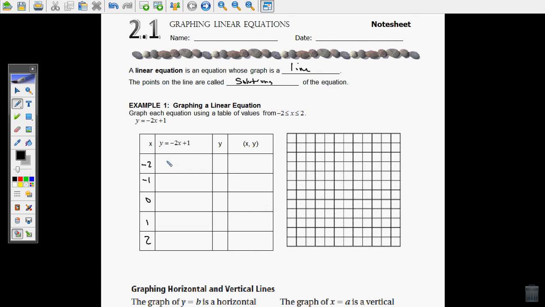So let's take a look at how we're going to graph them. I have my x values that I've chosen. These are kind of like standard x values to choose, just because they give you a pretty good idea on your coordinate plane. Gives you a little bit to the left in the negative x's, gives you a little to the right in the positive x's.